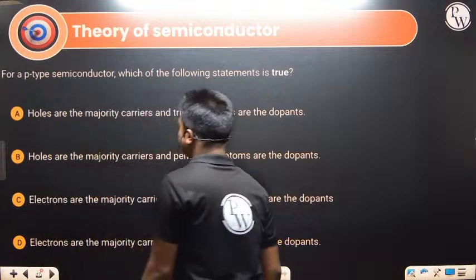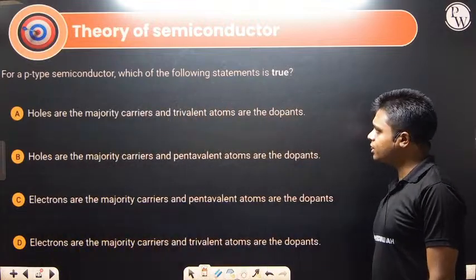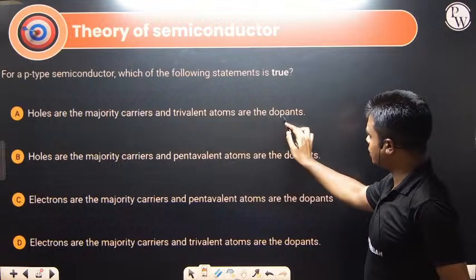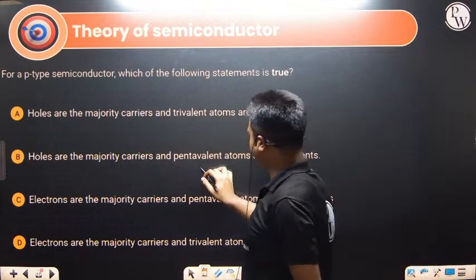For a p-type semiconductor, which of the following statements is true? Holes are the majority charge carriers and trivalent atoms are dopants. Holes are the majority charge carriers and pentavalent atoms are dopants.